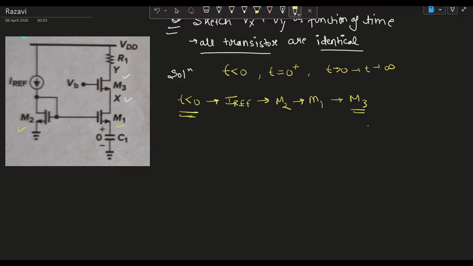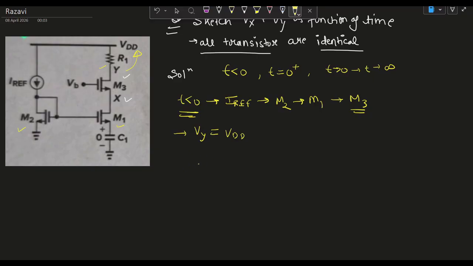So first we will look at Vy. If there is no current in the t less than 0 time frame, then Vy is equal to VDD. As there is no current in this branch R1, there is no voltage drop across R1. If there is no voltage drop, then Vy will attain VDD. So at t less than 0, Vy will become VDD, and let's analyze Vx.